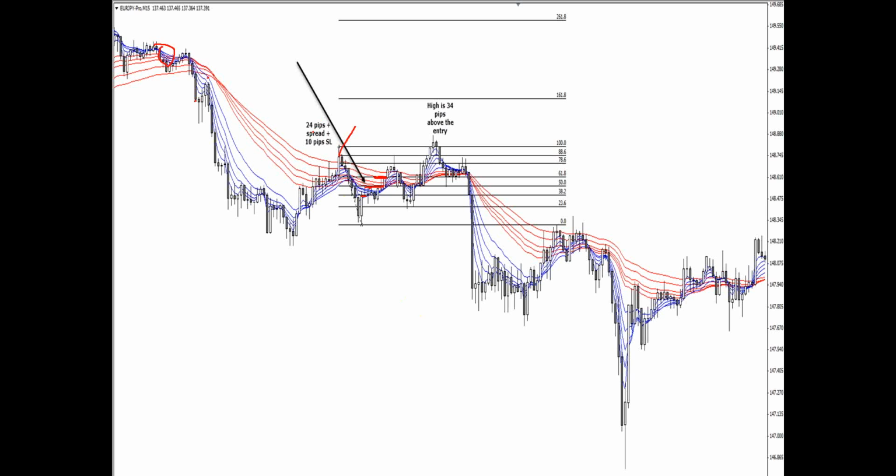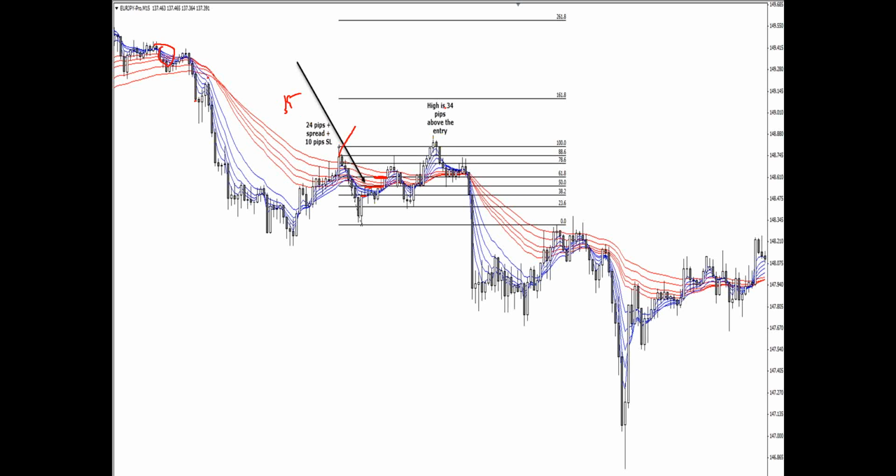Stop is exactly 35 pips, okay? Because we count the last swing and 10 pips and the spread. It is 24 pips because the difference between high and low is 24. Spread is 1 pip, let's say 1 pip for example, and a 10 pip stop loss above. So 35 pips is the stop loss.